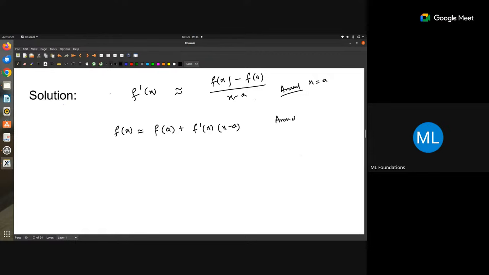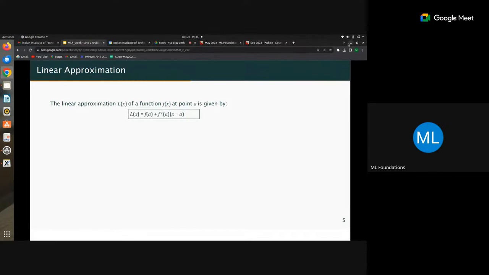Around x equals to a, and this is called as, so sir has used x star, right? So I'll use x equals to x star. f of x star plus f dash of x star into x minus x star is called L x star of f. Okay, fine. So this is the formula, which is an important formula in this week two.